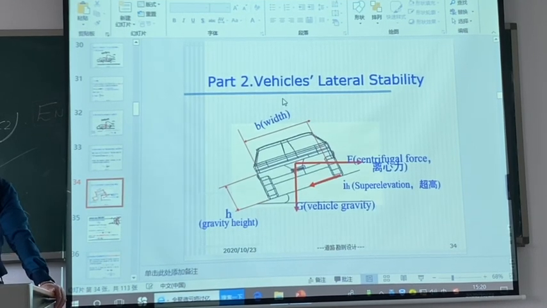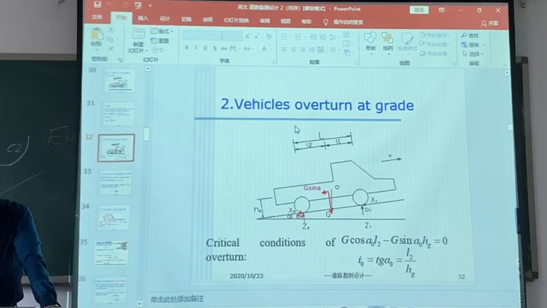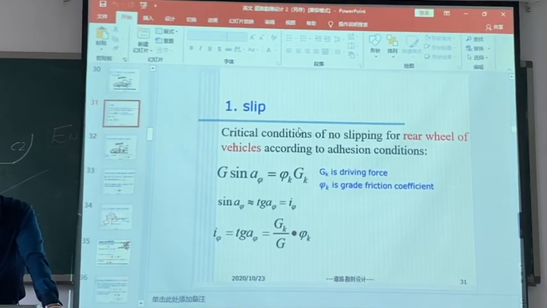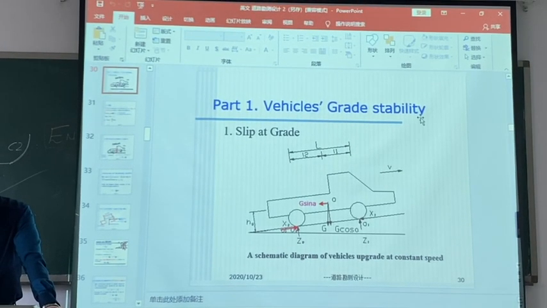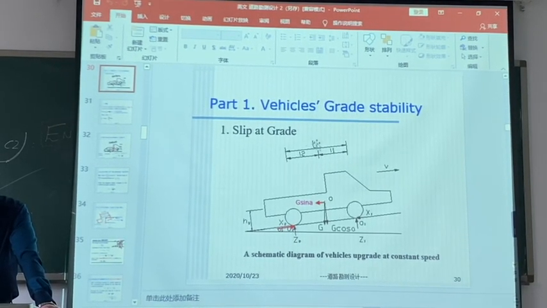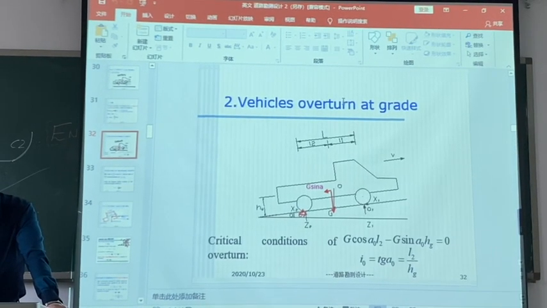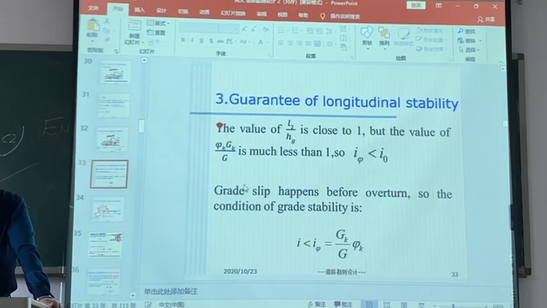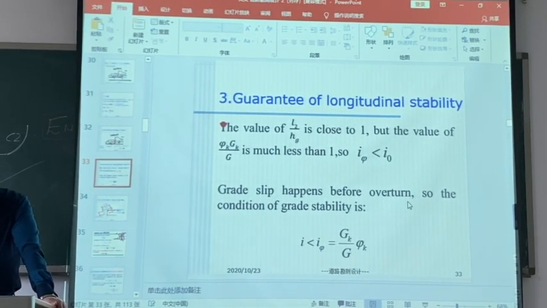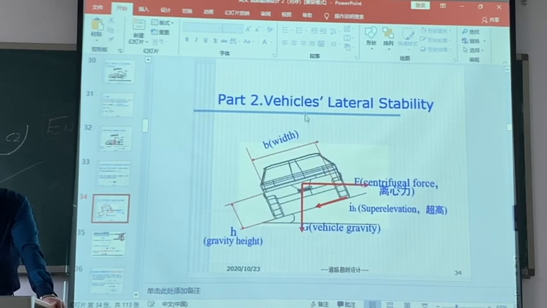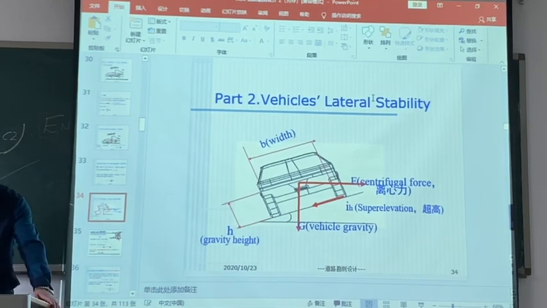Part 2, vehicles. Just now we learned vehicles' grade stability, Part 1, grade stability: slip and overtake. Grade slip happens before overtake. Part 2, vehicles' lateral stability.